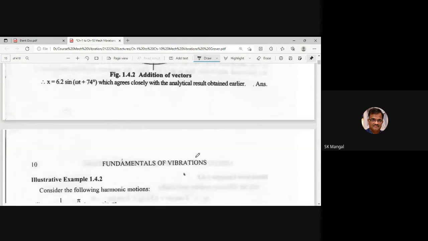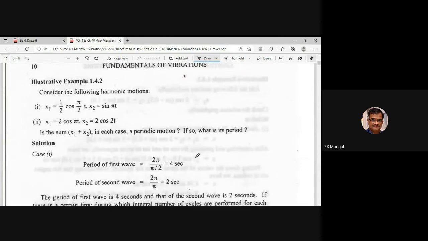Now let us have one more example here. You have these two simple harmonic motions. In the first case, x1 is half cos pi by 2 and x2 is sine pi by 2, and in the second case x1 is 2 cos pi and x2 is 2 cos 2t. Is the sum of these two vectors a periodic motion? You have to tell this, and if it is so, then what is its period?